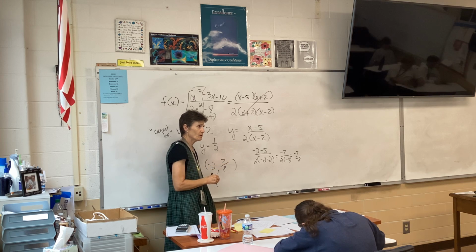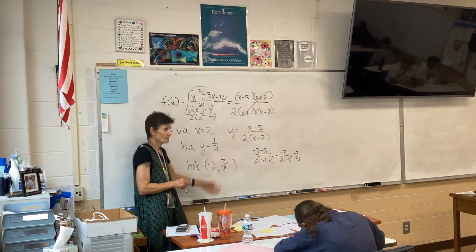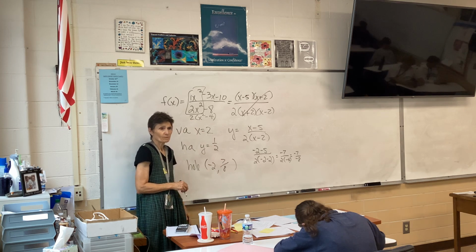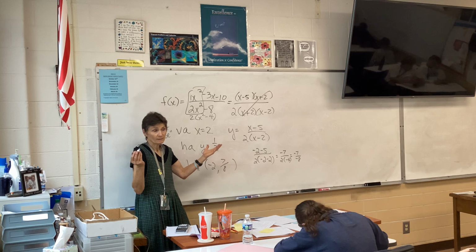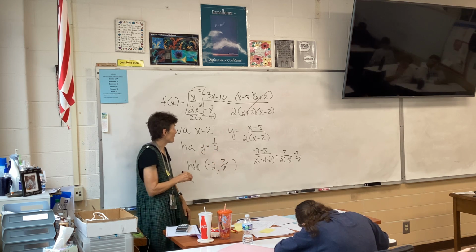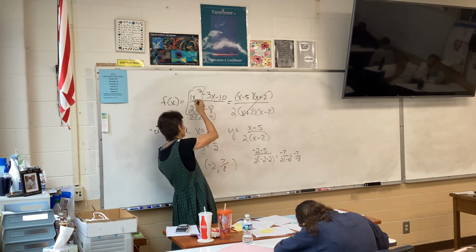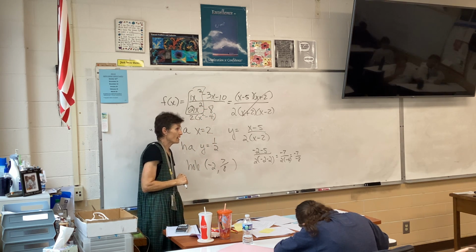Does every problem we do like this have all this stuff? No. Sometimes these are nones, right? Holes are nones when nothing cancels. Horizontal asymptotes are nones when, in order to do this, you have to put a 0 in the bottom, right? Can't do that.